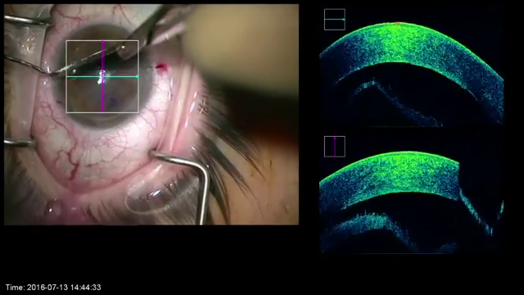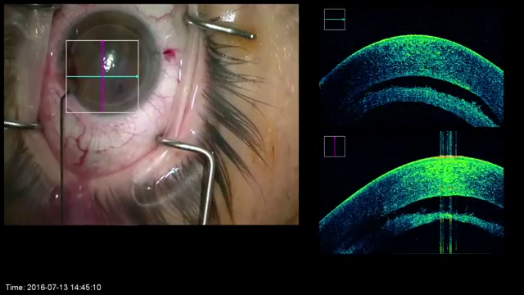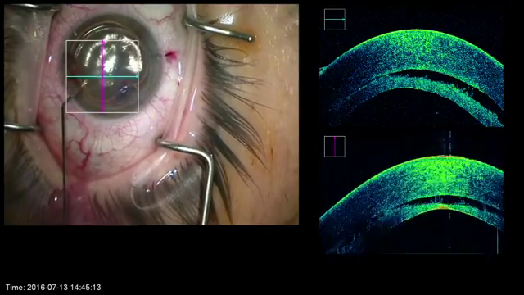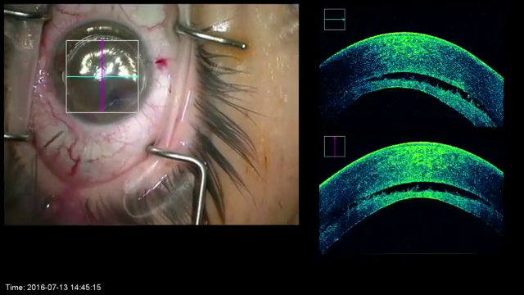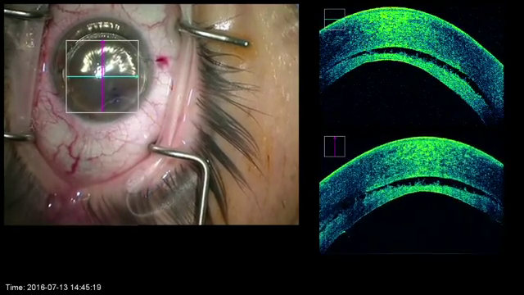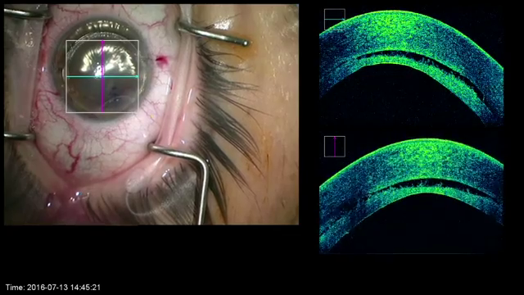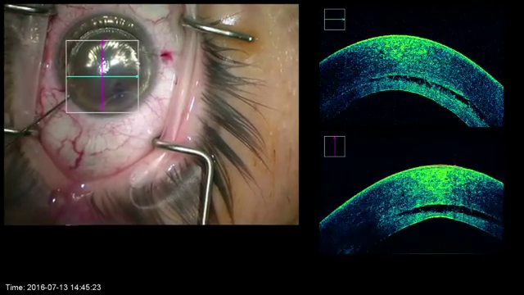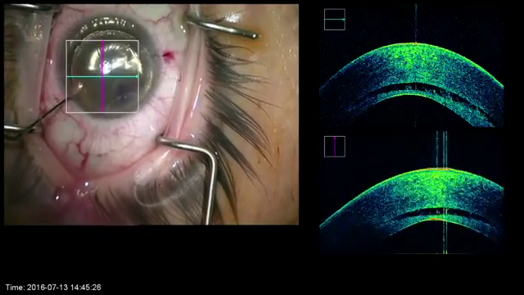The OCT shows the free-floating graft. The anterior chamber is filled with 100% air, which is left in place at the conclusion of the surgery. At this point, the reverse Sinskey is used to center the graft.